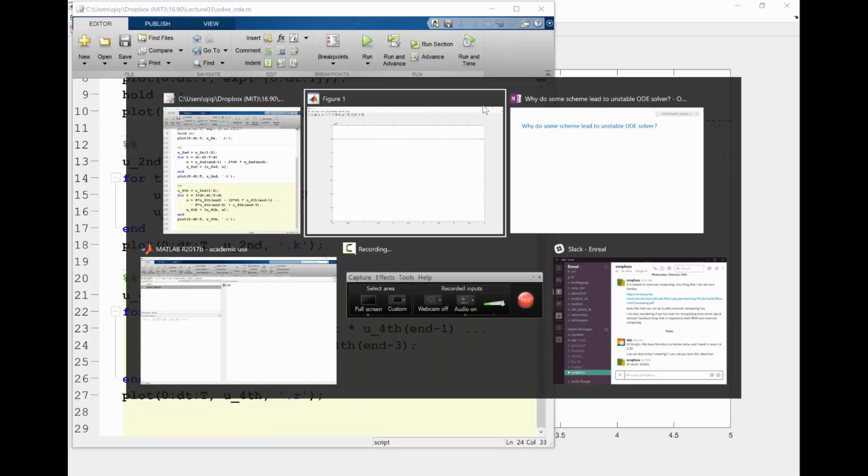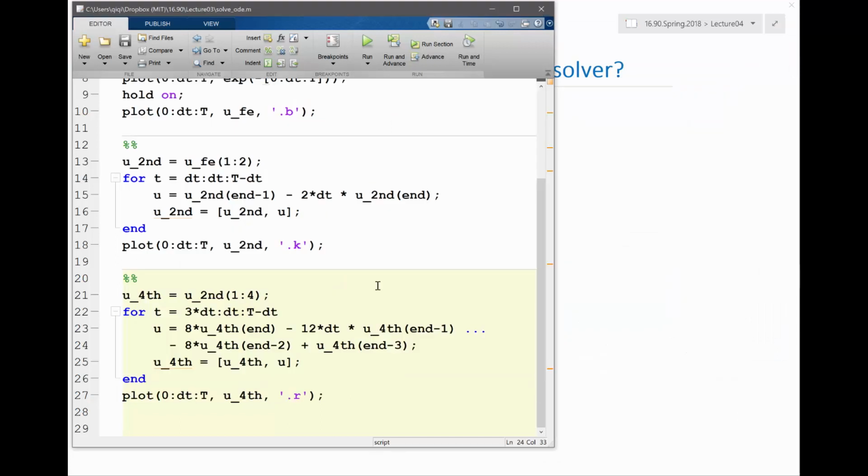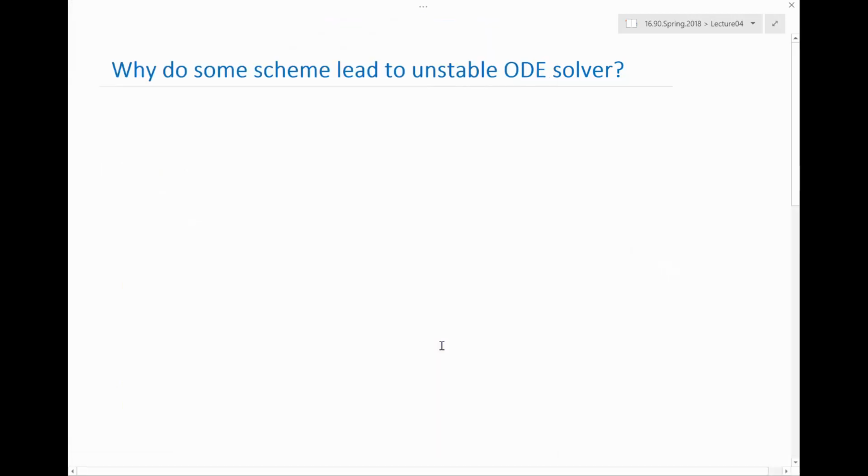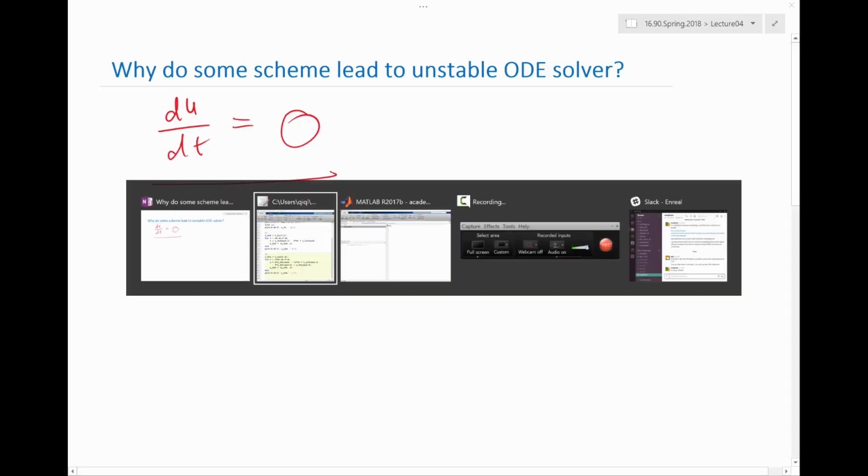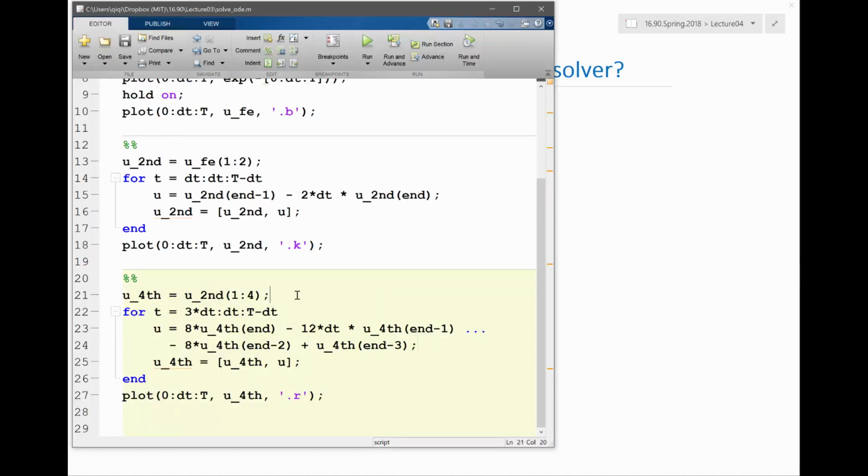Okay, so let's close this picture and solve a different ODE, one that is a lot more simple. Let's solve du dt equal to 0. The basic criterion for a scheme to be stable is that it should be able to solve this equation in a stable way. Okay, and let's look at the fourth order scheme we have.